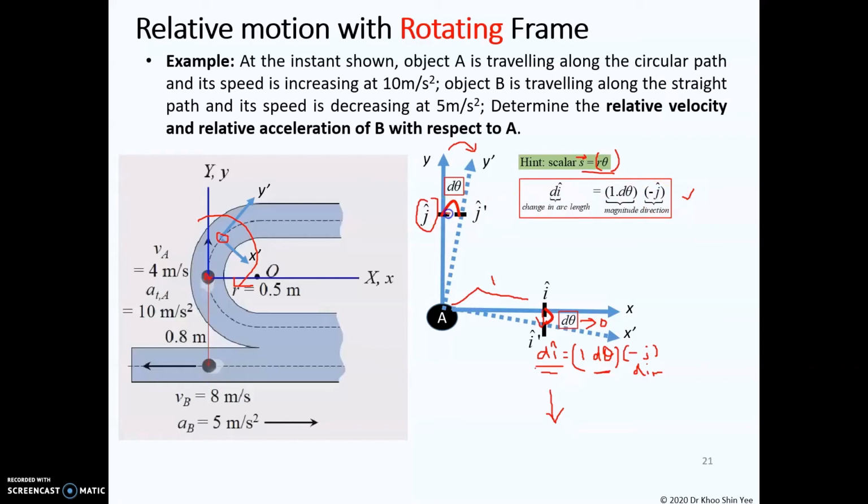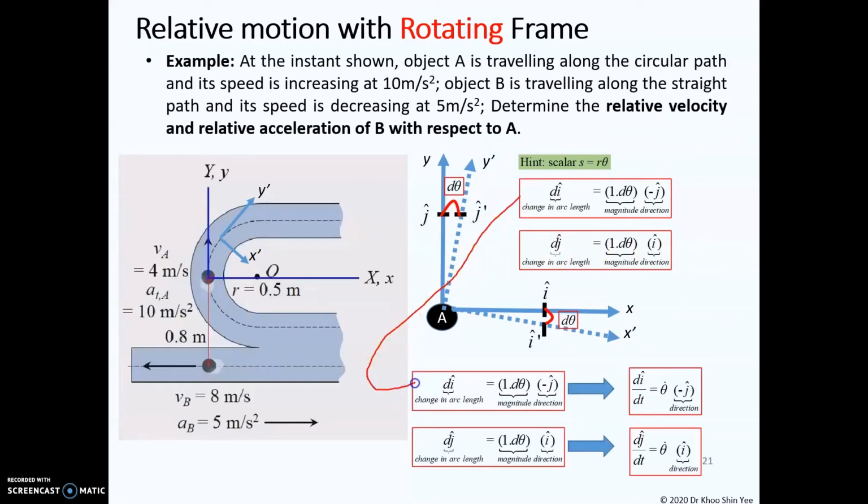We continue to find the dj vector here. So the arc length dj is equal to the radius. The radius for unit vector j is equal to 1 and the angle is d theta. Therefore, dj is equal to 1 multiplied by d theta. So this is the magnitude. The direction is in the same direction as the x direction. Therefore, we need to multiply with the i direction. With that, you succeed in obtaining the dj vector here.